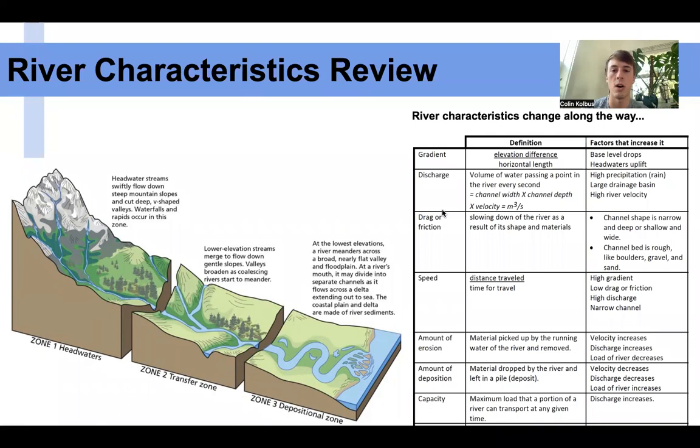That's where sediment is accreting, and it's causing all of these river characteristics to change along the way. Its discharge, its drag or friction, the type of sediment also impacts the flow of water over it. If you have big boulders, they're going to cause a lot more friction than smaller sediments. And so that also plays an impact on the amount of erosion and deposition that you would find in that area of the river.